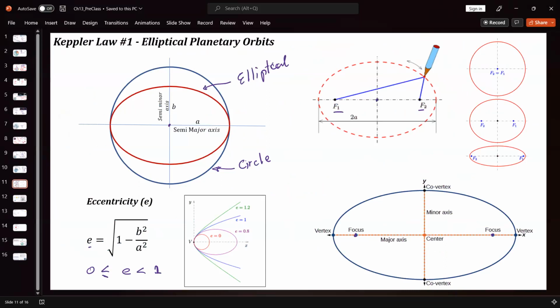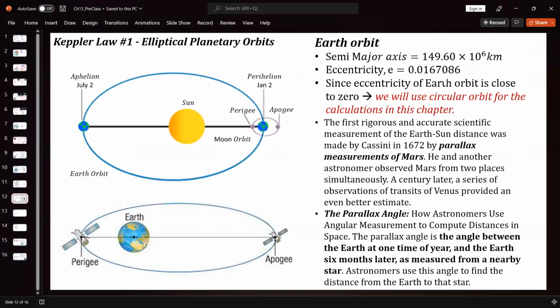And the Earth's orbit, on the other hand, is very close to a circle, because if I calculate the Earth's eccentricity, that number is about 0.01, which we can approximately consider zero. So for our calculations at this class level, we're going to treat the Earth's orbit as a circle and do all the calculations with a circular orbit, but it is not technically a perfect circle, it's slightly elongated.